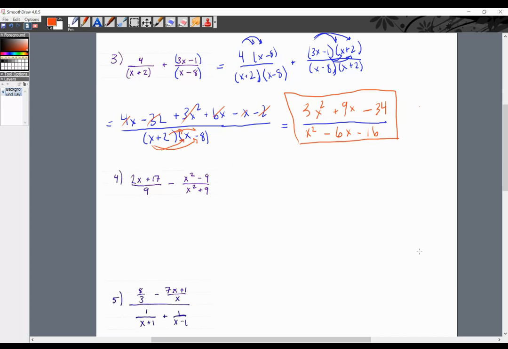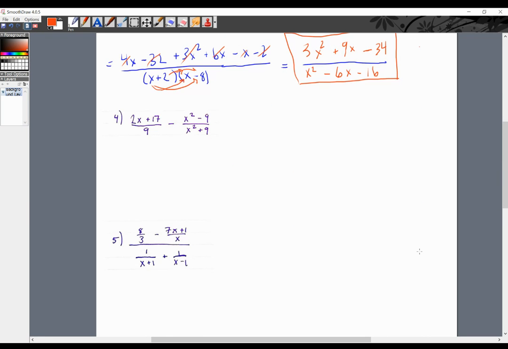All right, looking at number 4, we're subtracting some rational expressions. So again, I want a common denominator. Anytime I'm adding or subtracting fractions, I want a common denominator. I don't have one though, so I'm going to do what I did before. I'm going to multiply by the missing factor.